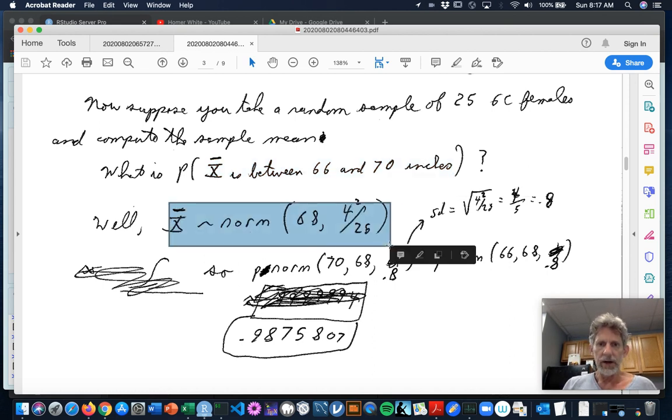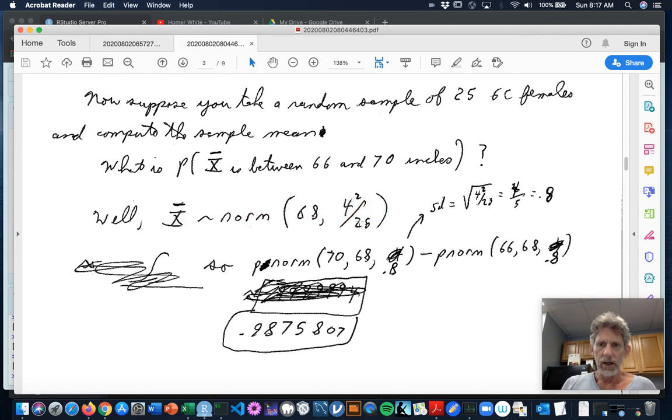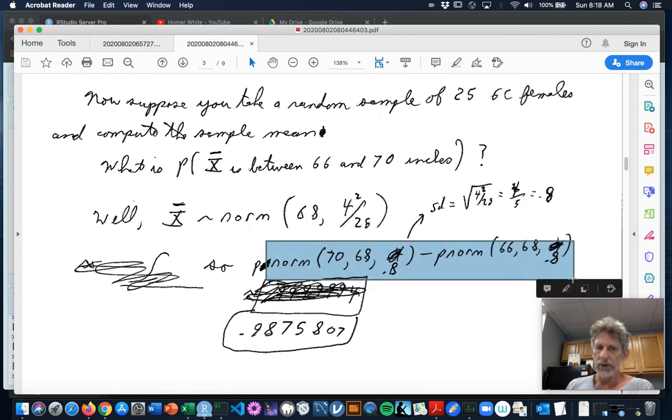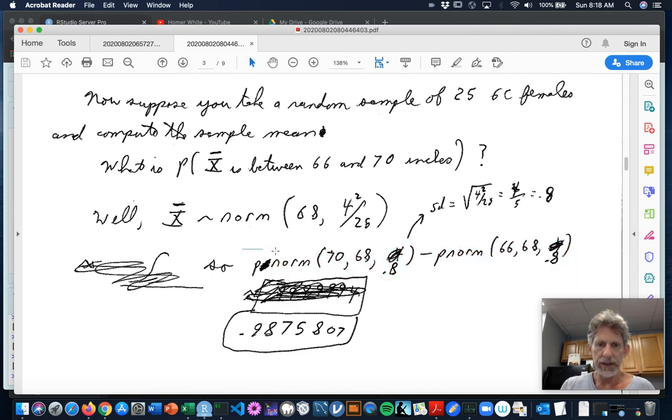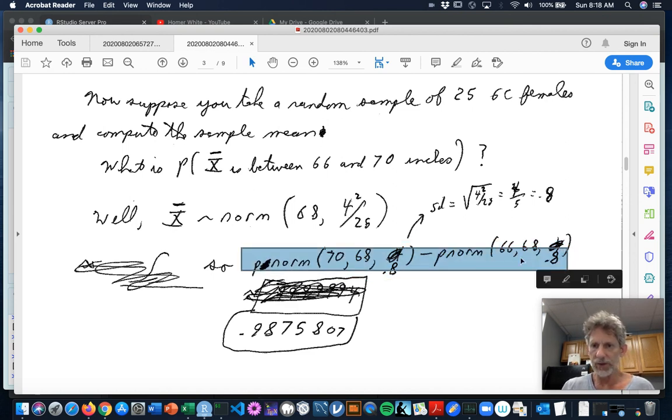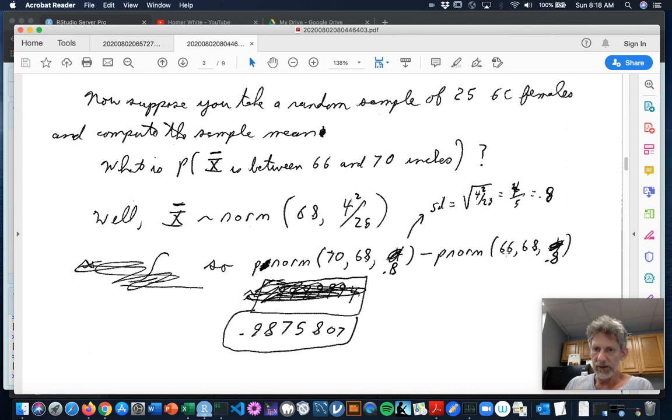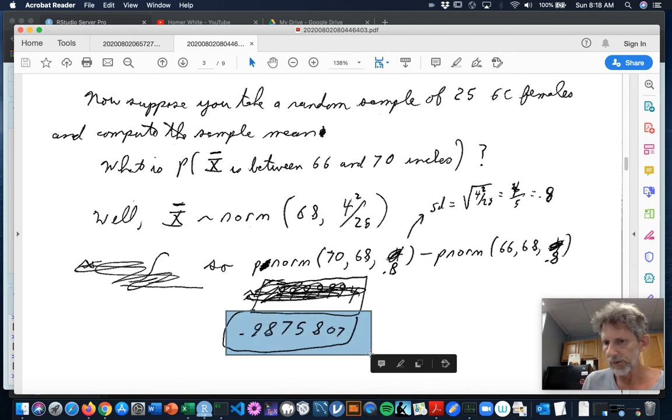Well, by our theory, X bar is normal with mean 68 and variance 16 over 25. So the standard deviation would be the square root of that, which is 4 over 5, which is 0.8. And so we could get our probability by doing that in R, pnorm(70) minus pnorm(66), but now throw in that the standard deviation is 0.8. And you get a much larger chance of coming within 2 inches of the correct answer.